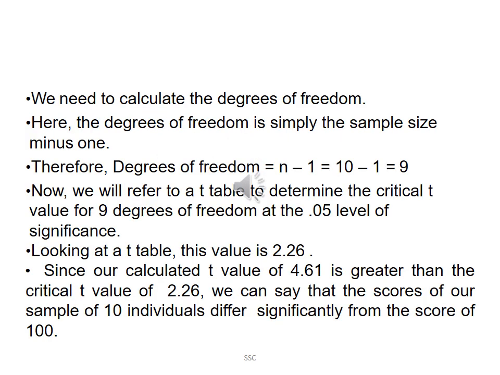Need to calculate the degrees of freedom. Here the degrees of freedom is simply related to the size of the samples. Therefore, the degrees of freedom is n minus 1, 10 minus 1, 9. Now we will refer to a table to determine the critical t value for 9 degrees of freedom at the 0.05 level of significance. Looking at the t table, this value is 2.26.